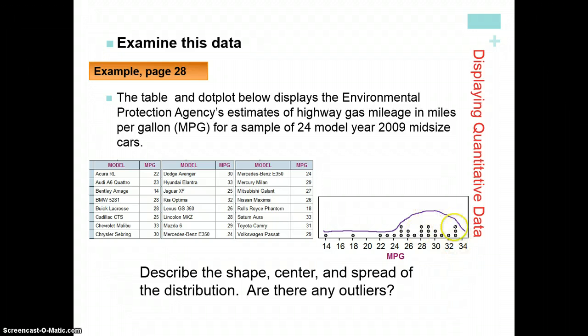Spread, that would be from 33 to 14. So this distribution ranges 19 miles per gallon. And then outliers, this 14, which is the Bentley, is a potential outlier. So that covers, I think, all four.